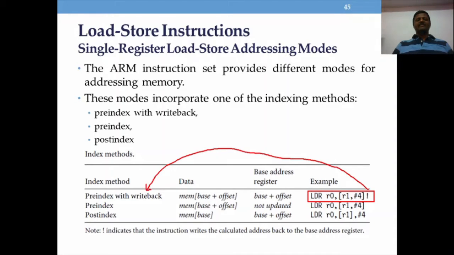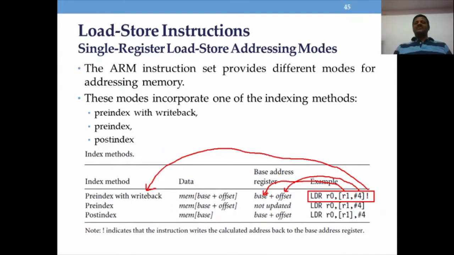So how does it work now? Here the base is R1 and the offset is hash 4. It will add the content of R1 to the offset 4, that constant number. That sum is nothing but the effective address. From that address, whatever data is stored gets copied to the register R0 mentioned in the instruction. So the data is loaded into the register R0.